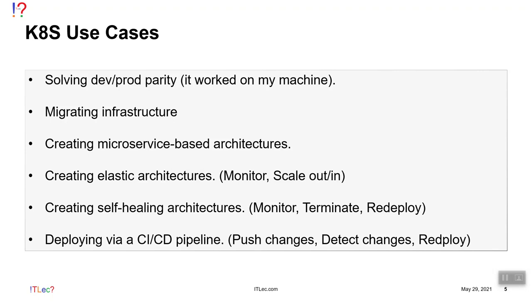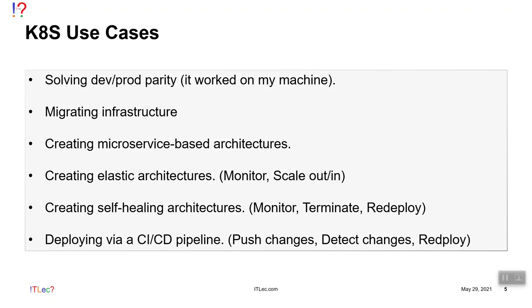So for general use cases, I am a developer and I've heard or said this phrase, it worked on my machine, it was working on my machine. But if you are using Kubernetes, for sure, if it's working on your machine, it will work on other machines. And it helps in migrating infrastructure. It helps a lot in microservices-based architecture.